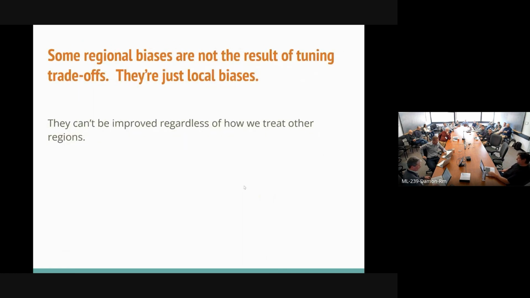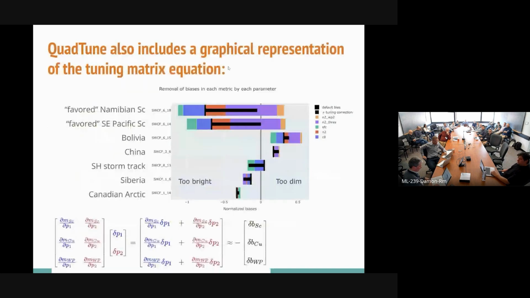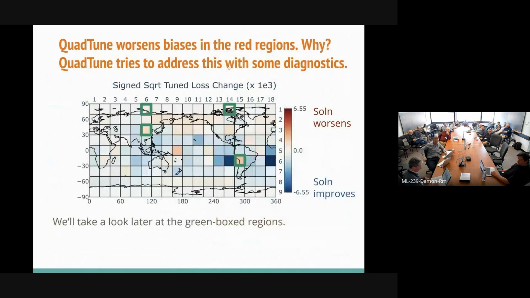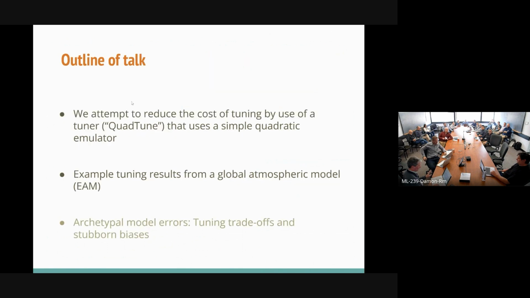So here is one, Bolivia. That region is this green box here. It's right next to the stratocumulus regions. That one has a positive correlation with the favored stratocumulus regions, but the wrong bias. So let me explain what I mean by that.